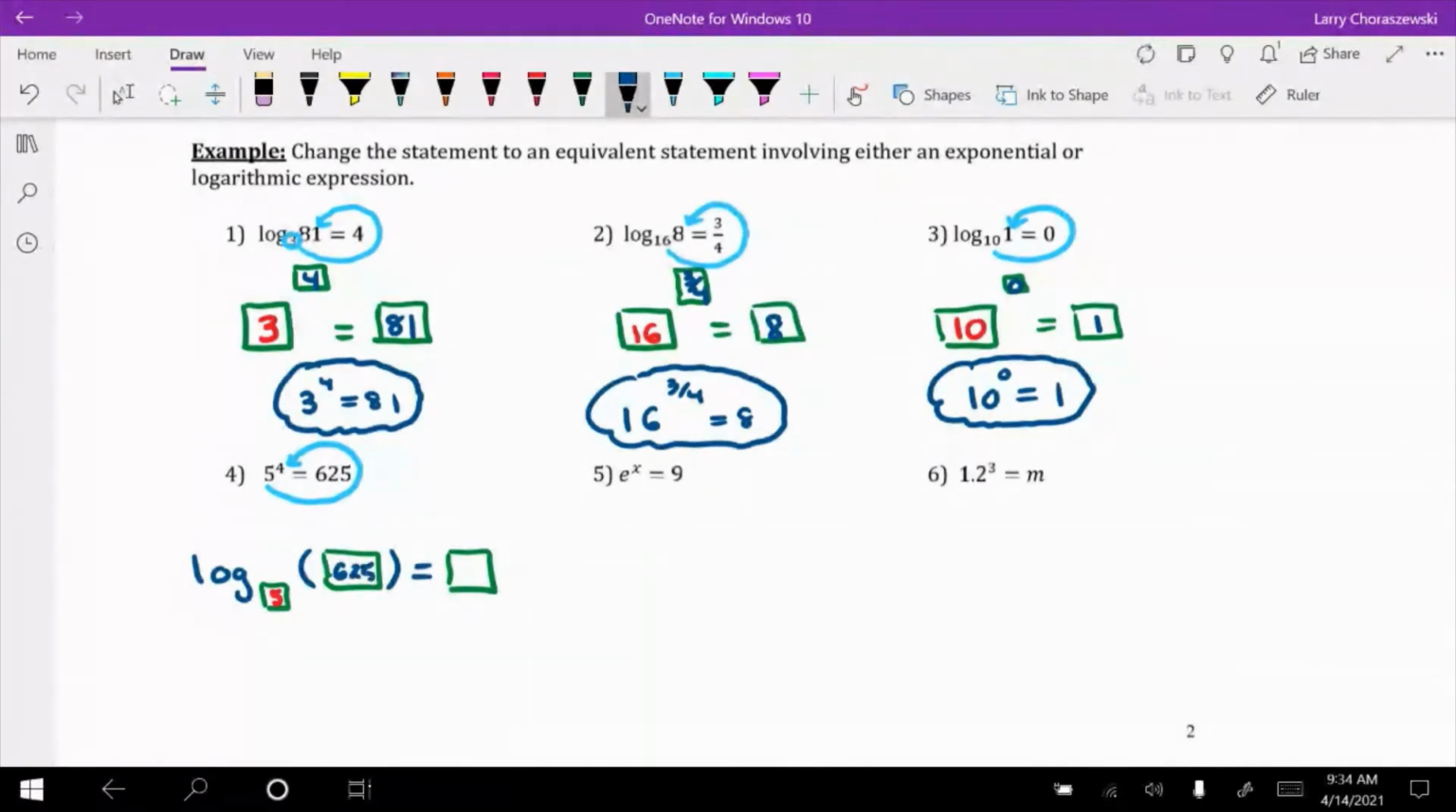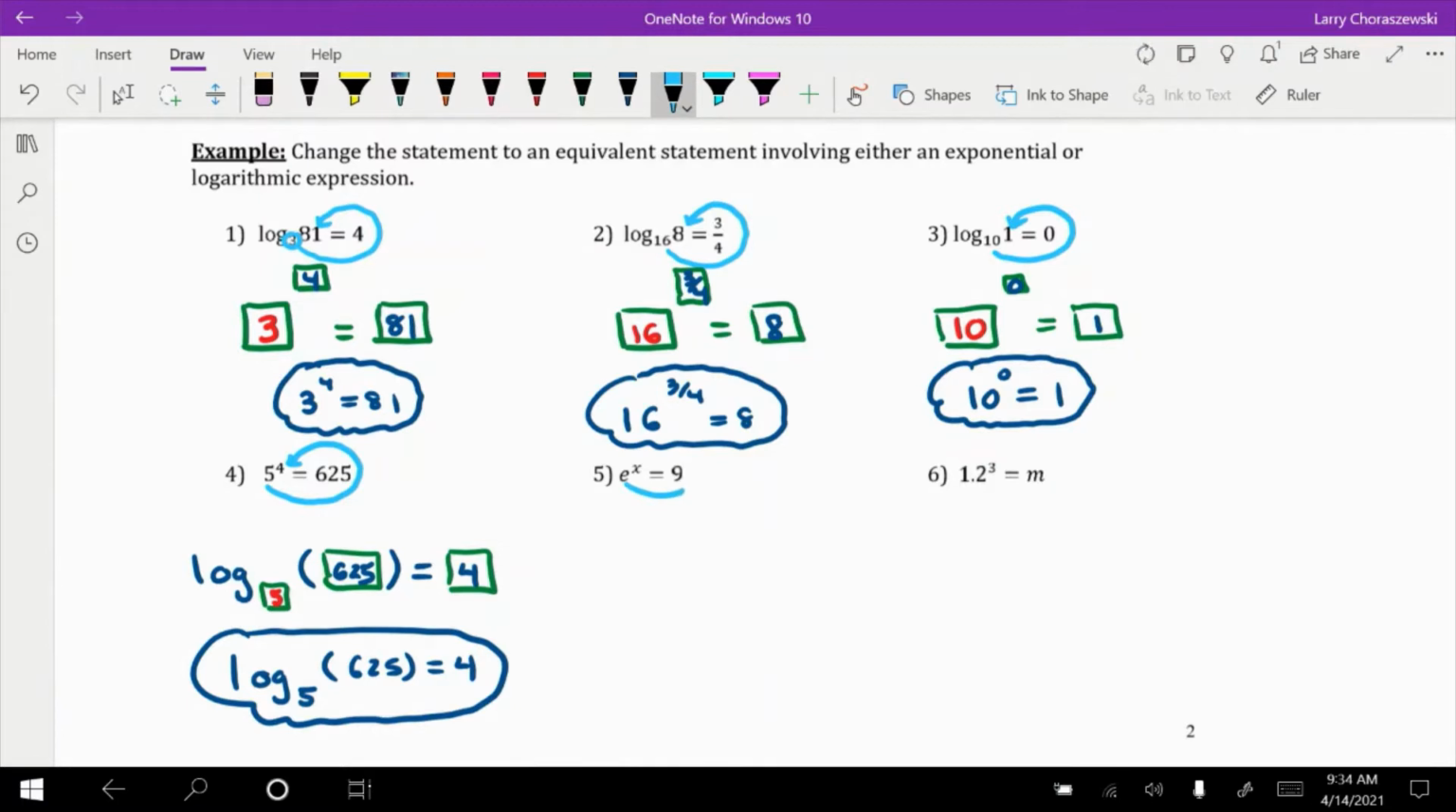625. And the only other number we haven't used yet is 4, so that's going to go over here. So without the boxes, log base 5 of 625 is equal to 4. Okay. We'll do number 5 together, and then I'll give you a shot with number 6.